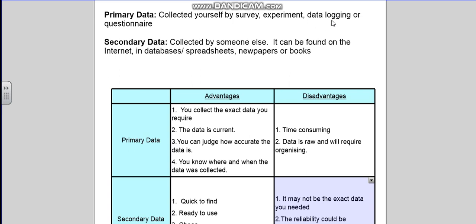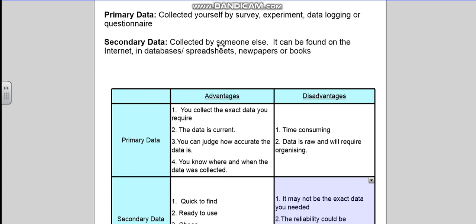Data logging, so that might be something, so if you were in a hospital and you might be just recording information such as the weights of newborn babies and taking that data. And then a questionnaire where you write some questions and then you go out and ask people to collect information that way. So there's primary data.